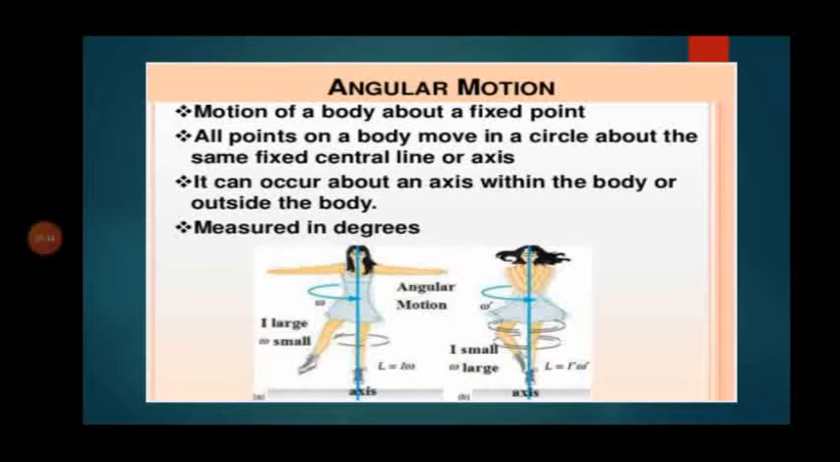Second one is angular motion. Angular motion is the motion of a body about a fixed point. All points on a body move in a circle about the same fixed central line or axis. It can occur about an axis within the body or outside the body. It is measured in degrees.